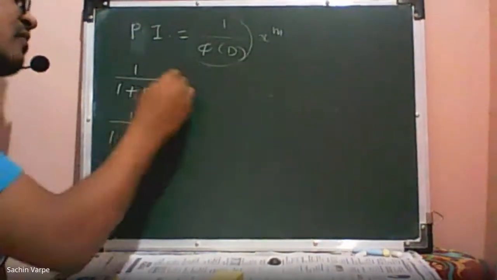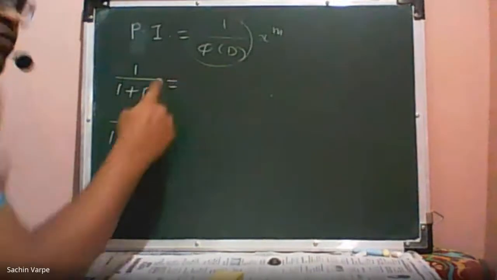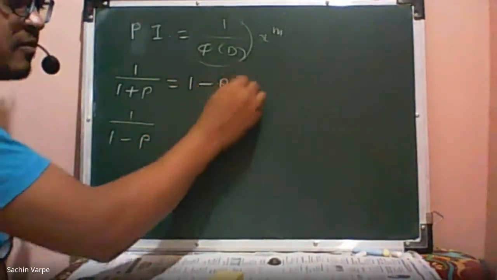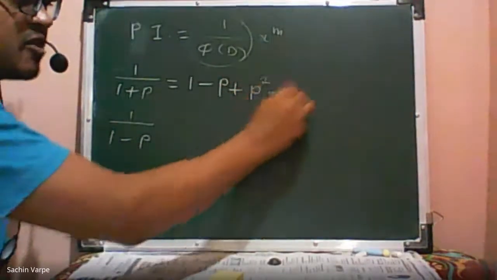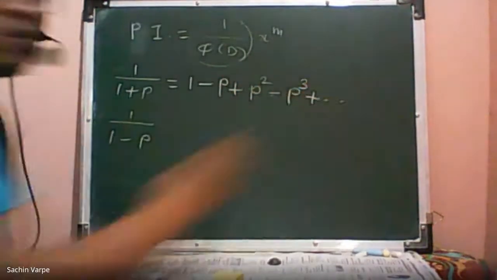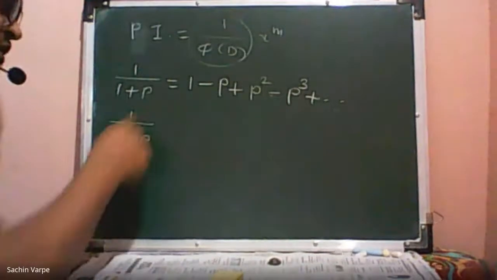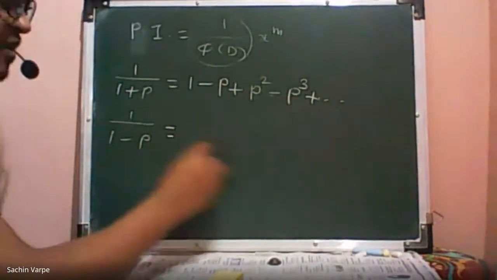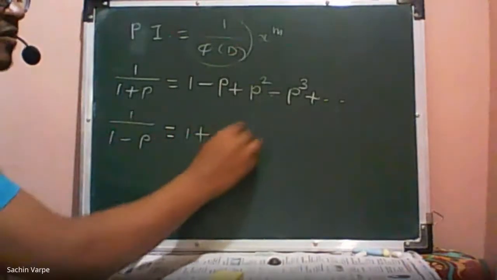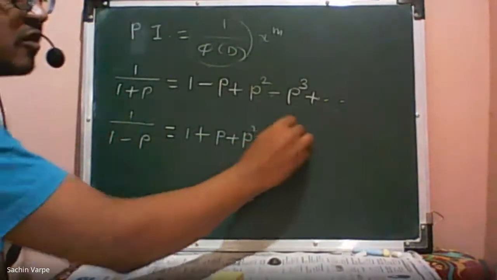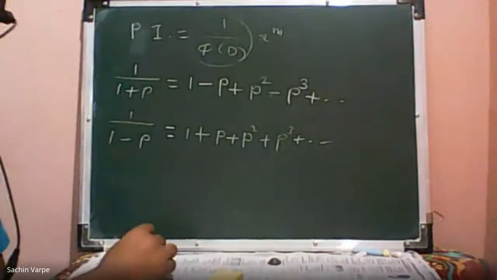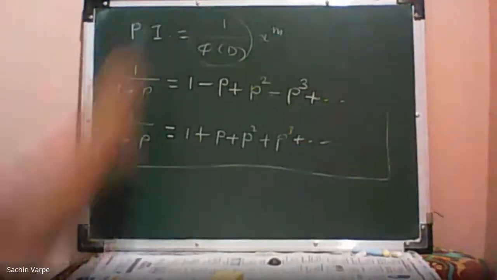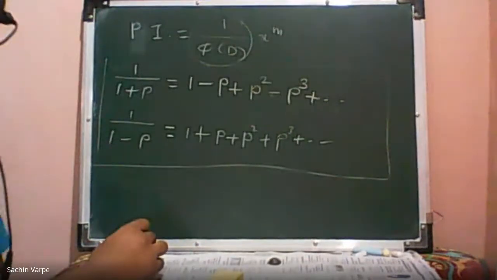How will we write 1 upon 1 plus p? It is actually alternate plus minus sign. 1 minus p plus p square minus p cube plus and so on, isn't it? And here 1 upon 1 minus p is all of these terms with a positive sign, that is 1 plus p square plus p cube plus and so on, isn't it? So if you remember these two expansions only, then you will be able to solve this polynomial case, isn't it?